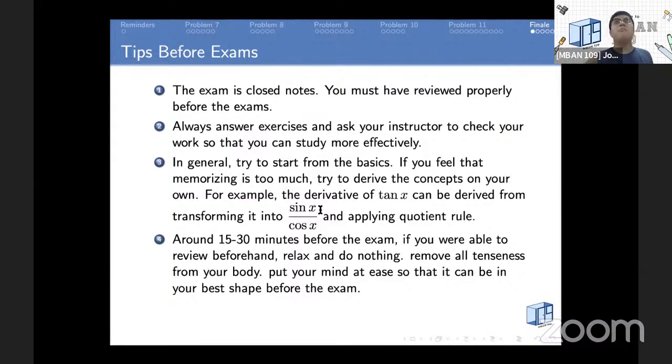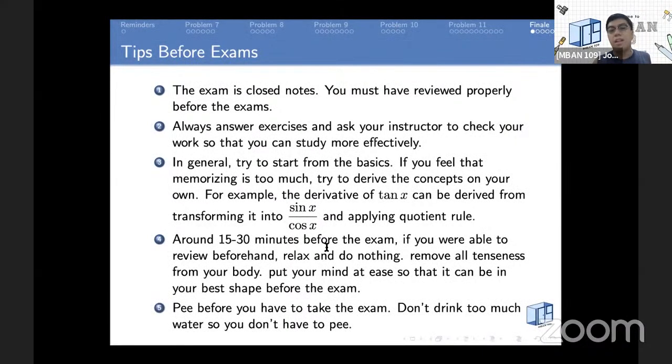Ease lang kayo. Breathe in, breathe out lang. Tapos, wag nyo nang isipin, wag na kayo mag-overtake kasi sasabak na kayo sa giyera, sa exams. Remove all tenseness from your body. Put your mind at ease so that it can be in your best shape before the exam. So that's it siguro for the tips before the exams.